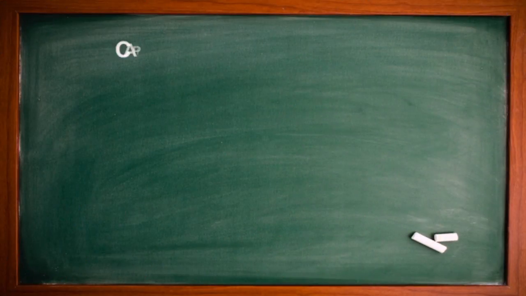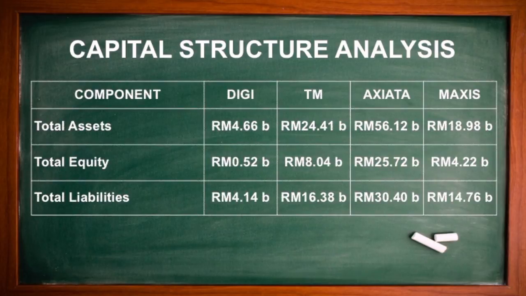Capital structure analysis. Axiata has the highest and Digi has the lowest in total assets, equity, and liabilities. Both Telekom and Maxis have almost the same total assets, equity, and liabilities, which is medium in nature when compared to Axiata and Digi.